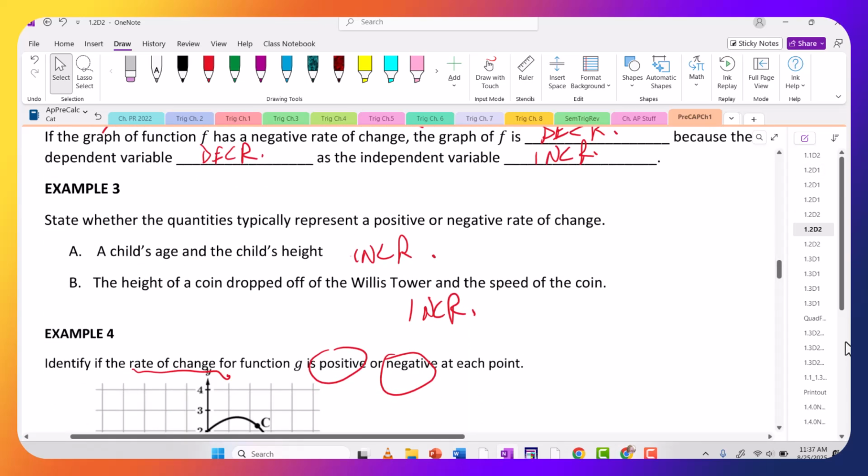Child's age and the child's height. Well, we assume as a child ages, the height increases. The height is the dependent. The height depends upon the child's age. Even though the height of the coin is dropped, the height is decreasing. What happens to the speed of the coin? What does it do? Increases. That's a law of gravity.